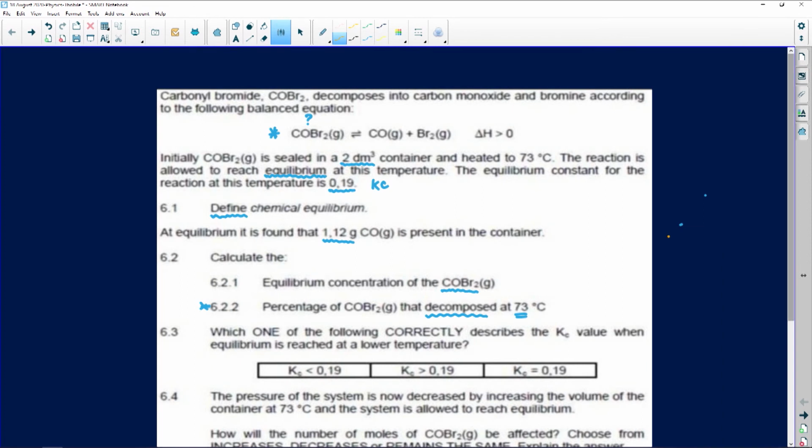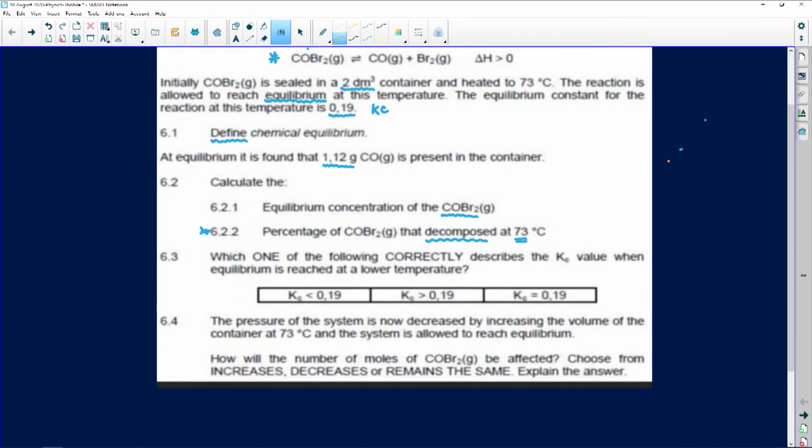Let's see what other question we have from this question. It says, which one of the following correctly describes the Kc value when the equilibrium reaches a lower temperature? Now, something to remember.